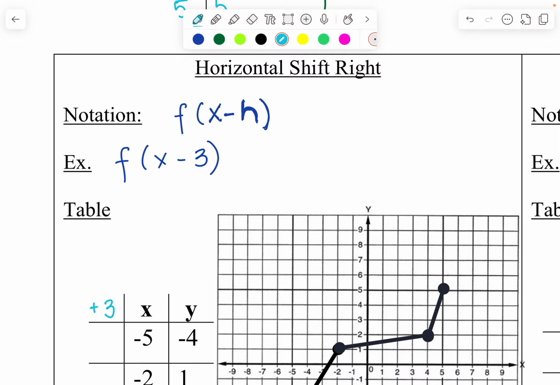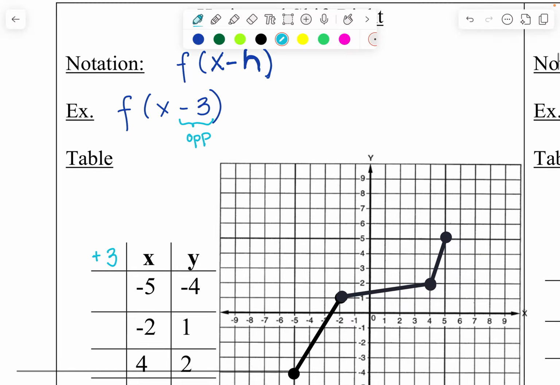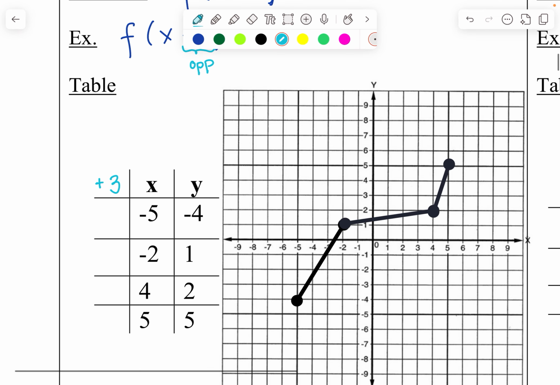Notice that we are subtracting h from x. We're going to do the opposite by adding 3 to x. So we're going to add 3 to all of our x values. -5 plus 3 is -2. -2 plus 3 is 1. 4 plus 3 is 7. And 5 plus 3 is 8.